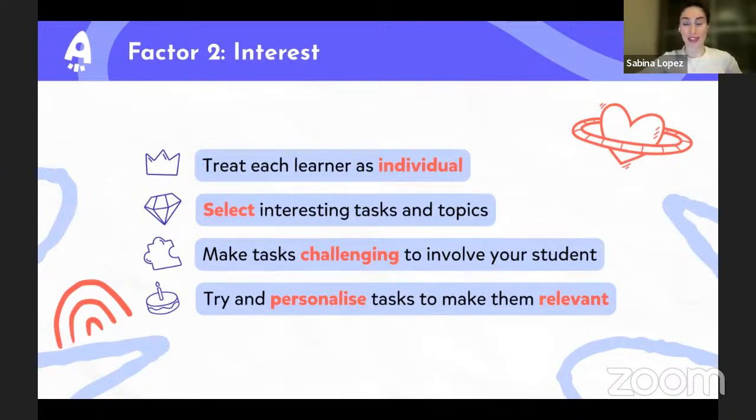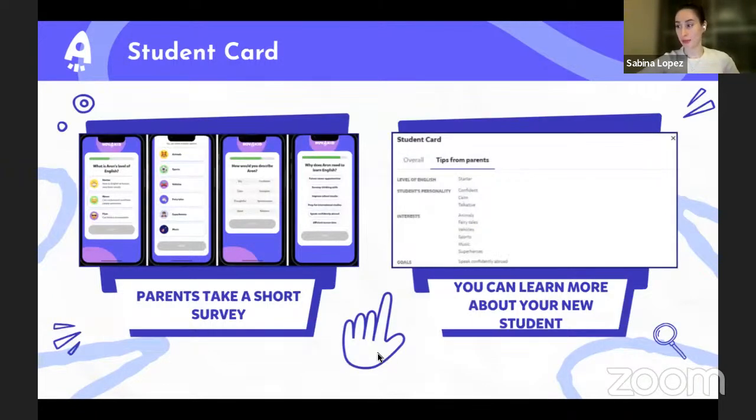We are updating our student card at the moment. You've probably noticed that some of your new students from March, from this month, have extra information in their student card. What we basically do is we're asking parents to take a short survey before the trial class and tell us about the kids' personalities and interests.